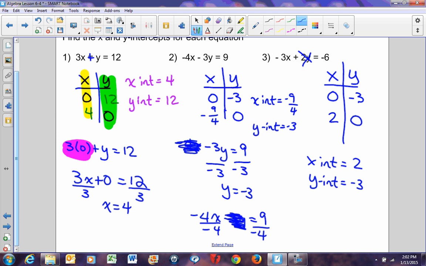Especially if you just want to make the little table, then all you have to do is read down the table. X-intercept is 2. Y-intercept is 2, negative 3. Okay, you read down the table to figure out your intercepts. All right. That's finding the intercepts.